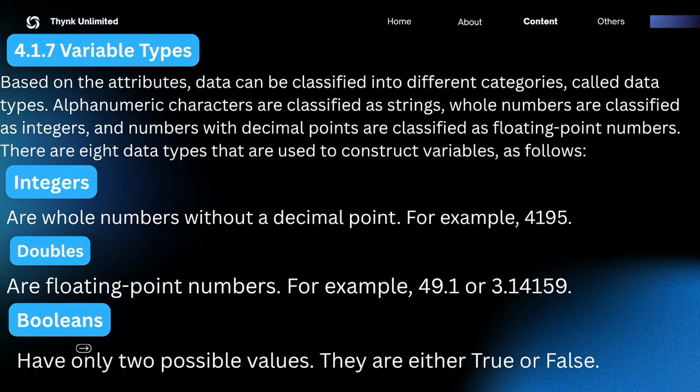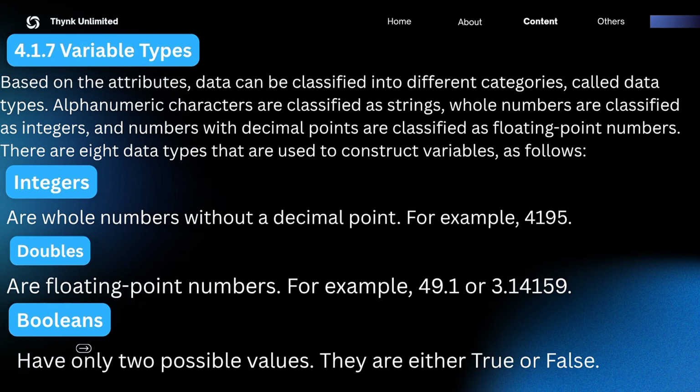There are 8 primary data types in PHP, but let's begin by understanding the first few mentioned here. Integers, doubles, and Booleans. Integers are whole numbers without any fractional or decimal part. These can be either positive or negative numbers, such as 4195, 200, or 0. In PHP, integers are often used when you need to count, loop through a range of numbers, or perform mathematical calculations that don't require decimal precision. For example, you might write $age = 25; $quantity = 100; Here, both age and quantity store whole numbers, so they are recognized as integer variables.